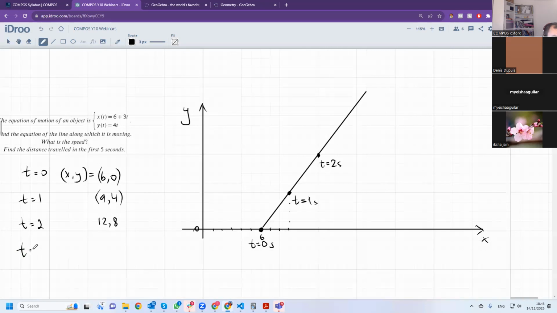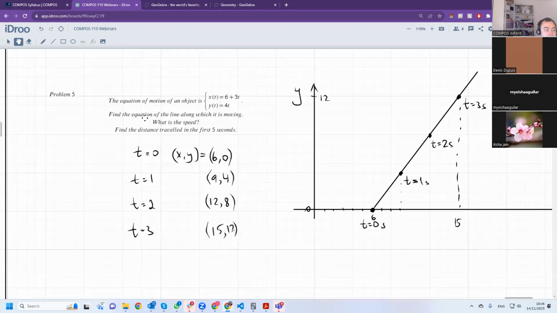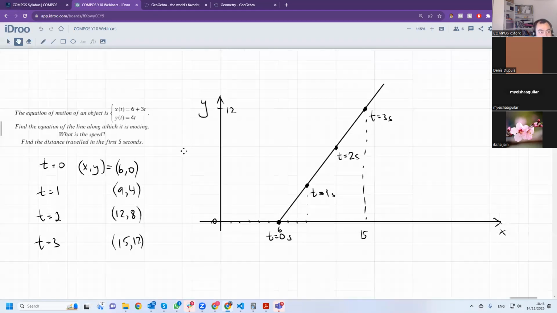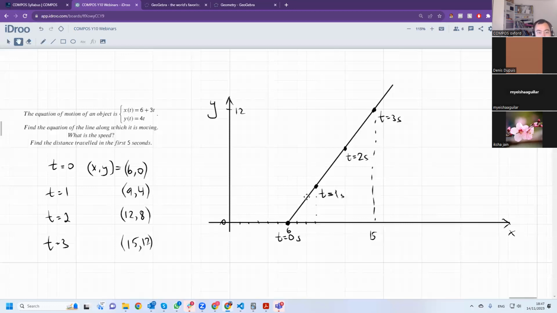So let's test t equals 3 seconds. The position at 3 is going to be 15, 12. Okay, that's it. t equals 3 seconds. It does work. So that's 15, and this is 12. So the first question is, find the equation of the line along which it is moving. So we need to find the equation of this line.